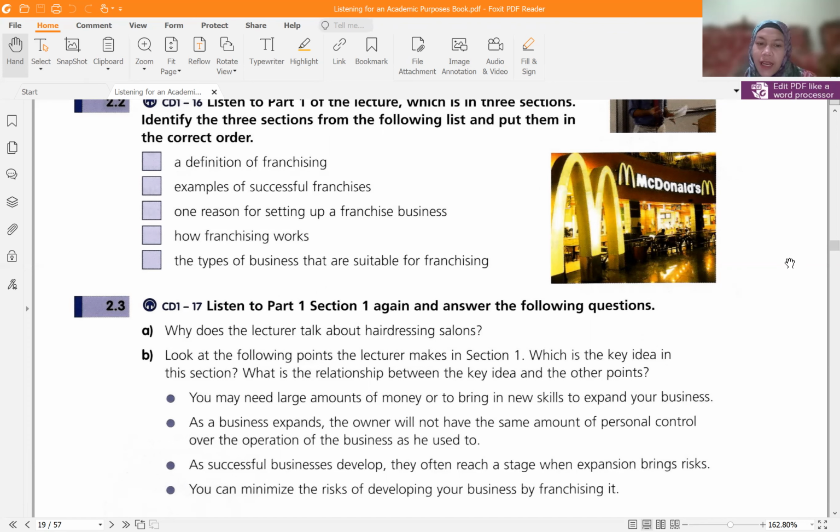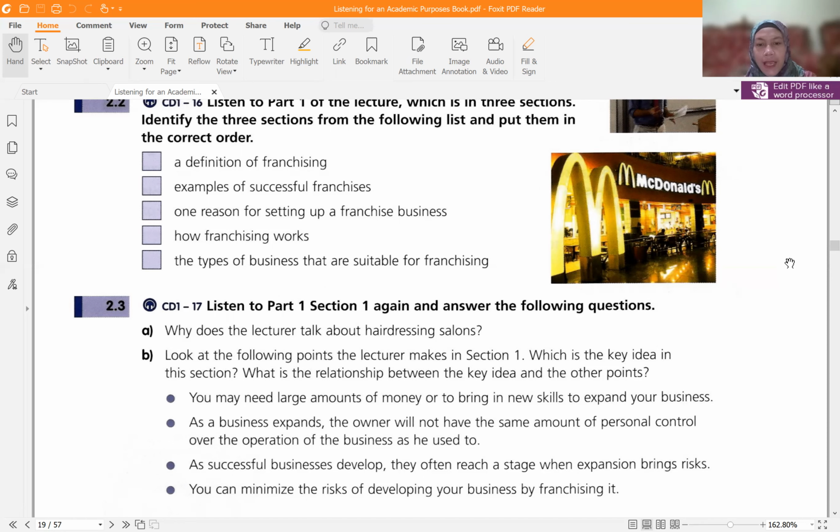What is the key idea of the first section? Apa sih ide utama dari section pertama tadi? Is it: you may need a large amount of money or to bring in new skills to expand your business? Or: as a business expands, the owner will not have the same amount of personal control over the operation of the business as he used to? Or: as successful businesses develop, they often reach a stage when expansion brings risks? Or: you can minimize the risks of developing your business by franchising it?